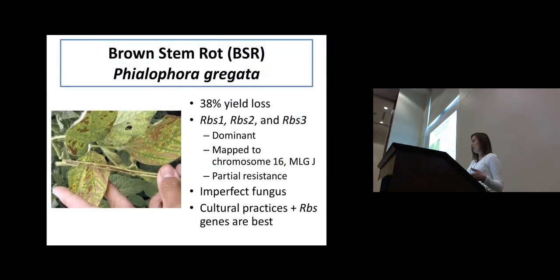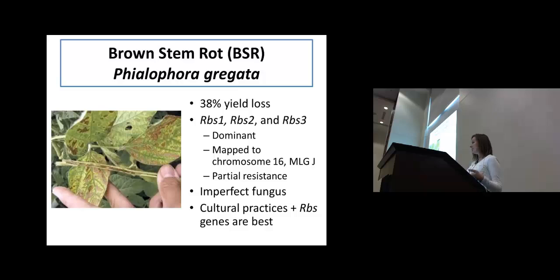So with brown stem rot, there's about a 40% yield loss. There are 3 resistance genes, RBS1, RBS2, and RBS3. These are all dominant genes that have been mapped to chromosome 16. All of these genes provide partial resistance to brown stem rot. So even if you have a resistance gene, you're still going to have some symptoms.